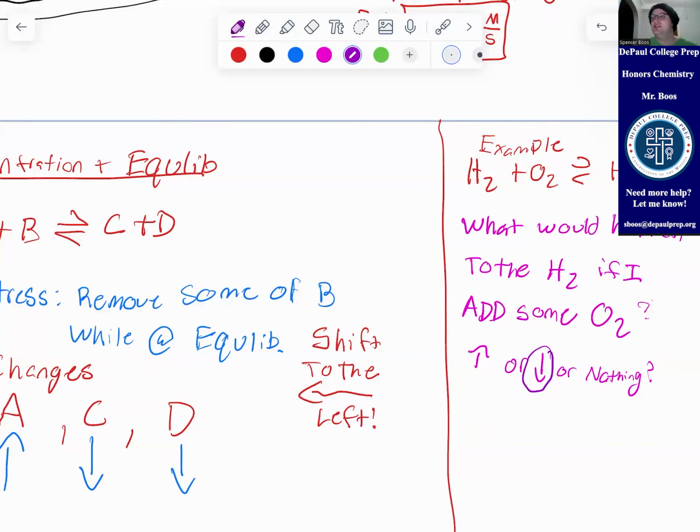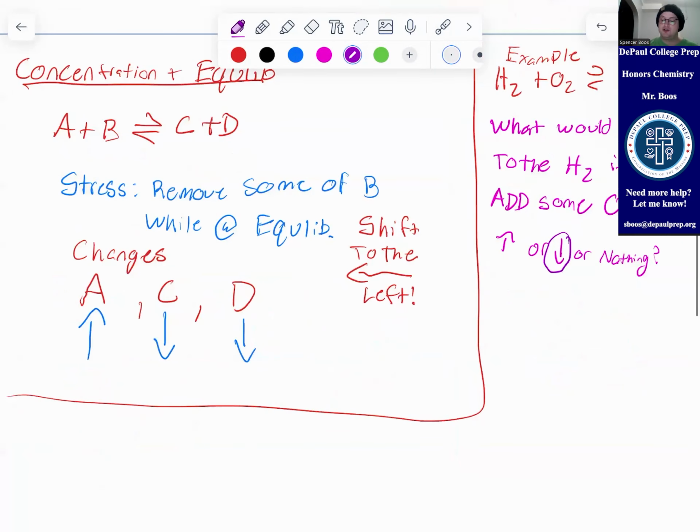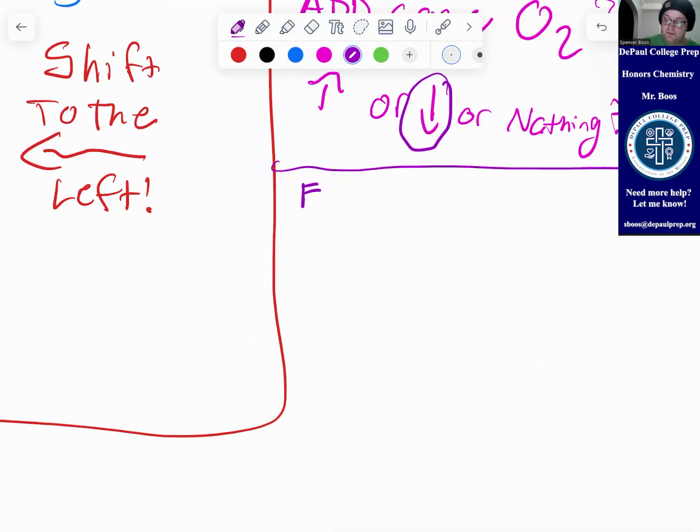Hello, Mr. Boos. Can you do this problem for the study guide? Calculate the molarity of a solution made by dissolving 25 grams of calcium chloride into enough water to make 500 milliliters of solution. Sure. We'll do another example.